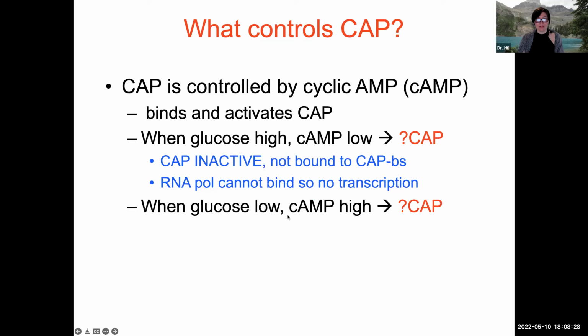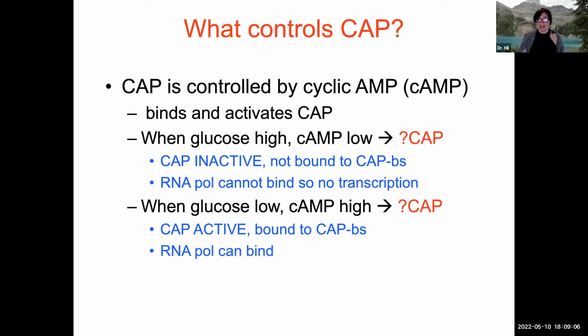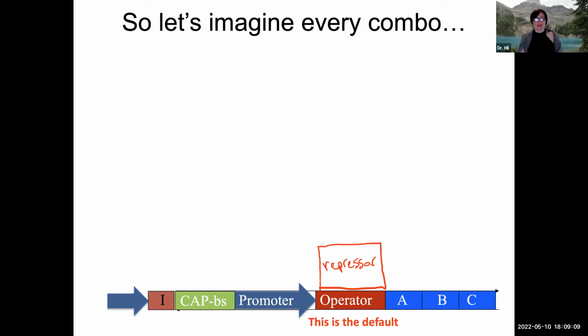What happens when glucose levels drop? ATP levels drop, cyclic AMP levels rise. CAP is now, right, CAP becomes activated. Cyclic AMP binds to it. CAP becomes activated. It binds to the CAP binding site. The lights come on at the airport, and RNA polymerase does what? Binds to the promoter.